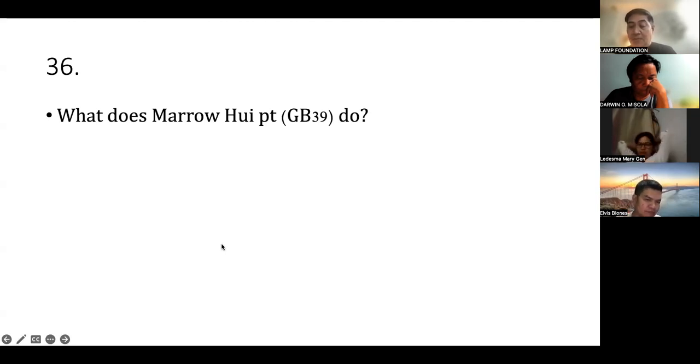So pwede mong, depende kung ang stroke mo is due to dampness, kasi karamihan sa atin yung mga pagkain masarap masyado. Diba? So would think of dampness. And karamihan, meron nang rheumatoid arthritis. No? So maganda yung GB39. Okay? And according to our source, it's really good for preventing strokes.